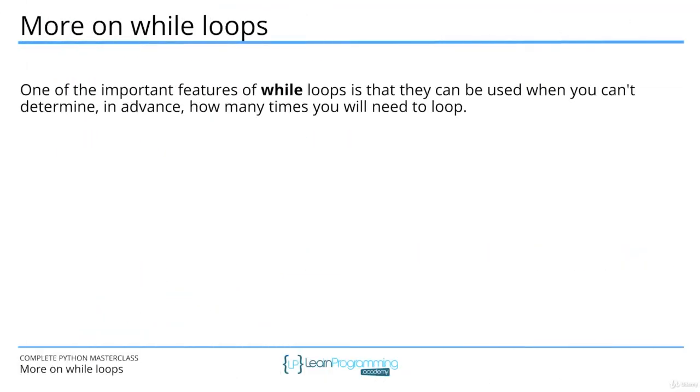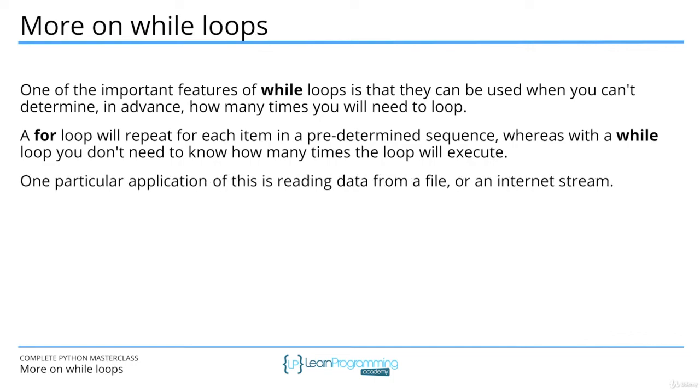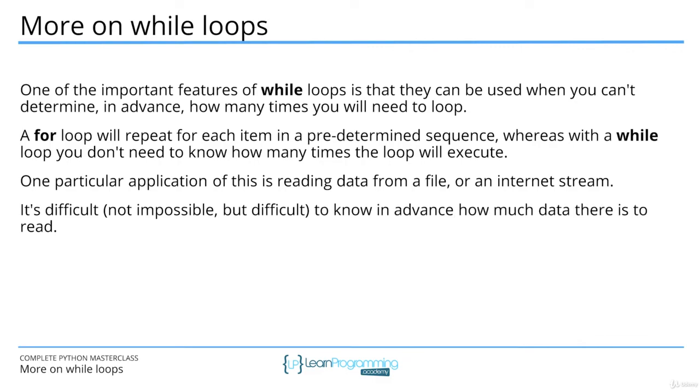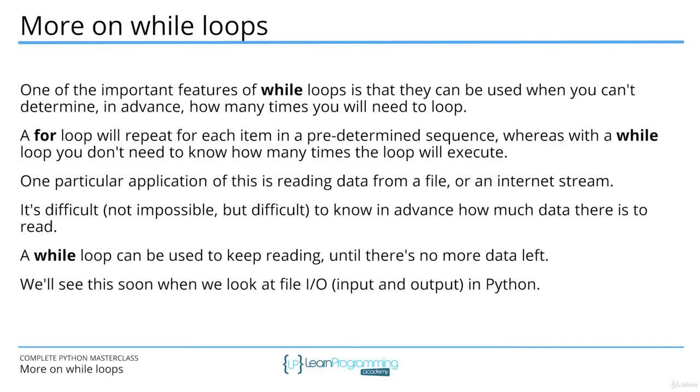One of the important features of while loops is that they can be used when you can't determine in advance how many times you will need to loop. A for loop will repeat for each item in a predetermined sequence, whereas with a while loop, you don't need to know how many times the loop will execute. One particular application of this is reading data from a file or an internet stream. It's difficult, not impossible, but difficult to know in advance how much data there is to read. A while loop can be used to keep reading until there's no more data left. And we'll see this soon when we look at file I/O, input and output, in Python.